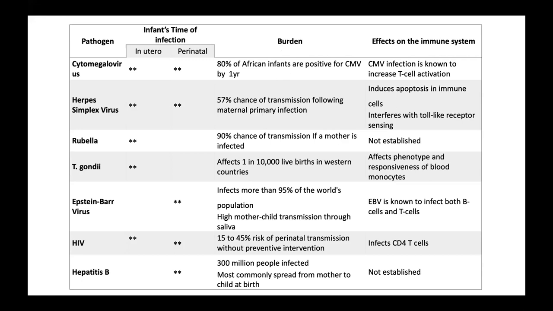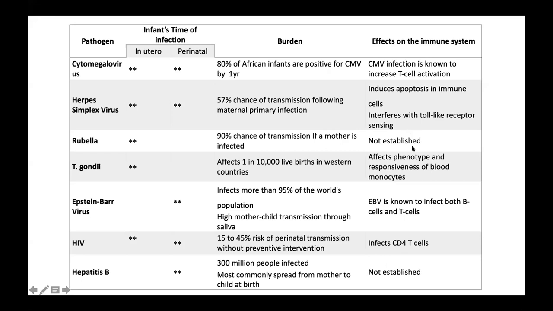For most of these infections, the clinical outcomes are clearly documented, but there's not much work that has been done to see how they affect immune development or immune responses in infants and in the long run later in life. From literature, for example, CMV has been shown to cause excessive T cell activation, which may lead to exhaustion. And that is not good for someone's immune response to any pathogen. For some others, for example, rubella and hepatitis B, nothing has been shown yet.